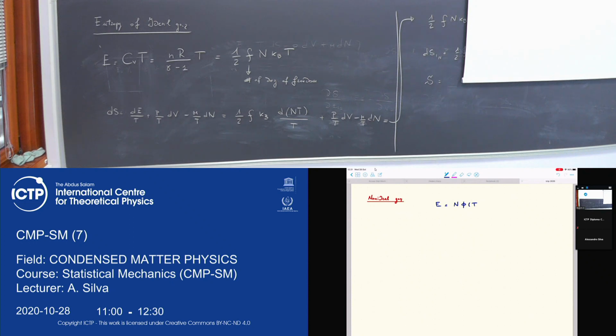Now, from volume, what is the dimensionless quantity that you can construct? The ratio of the volume divided by the number of particles, right? Why? Because the energy has to be extensive, so it cannot be a function of volume only, since I put an N in front. It has to be a function of the ratio of volume divided by number of particles.